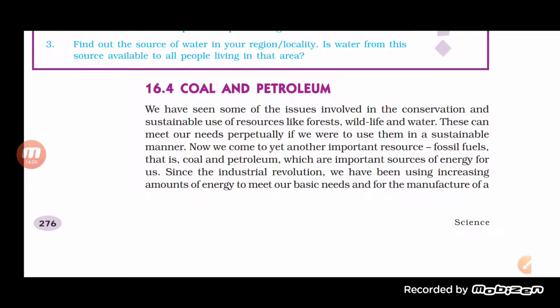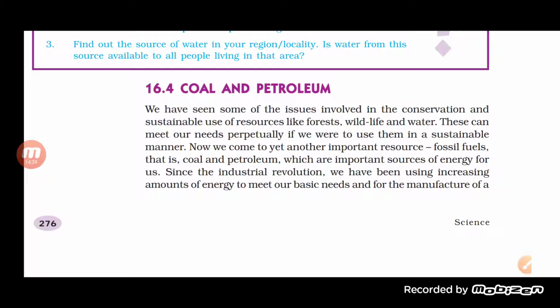So basically, what are coal and petroleum? They are a source of energy, natural resources, and they are used as a source of energy in homes, in industries, and basically to generate electricity at thermal power plants.